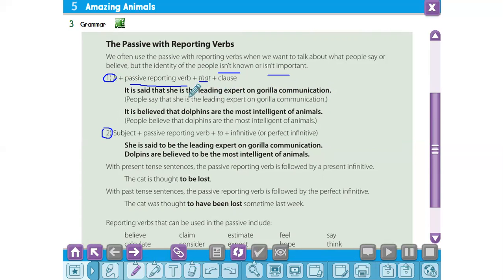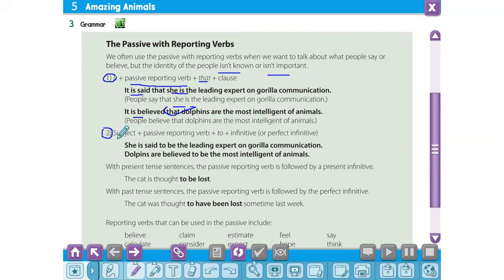It's a passive form. We use the passive reporting verb is said plus that and a clause. What about the active form? We use the subject here, people. People say that she is the leading expert on gorilla communication. Another example, it's believed that dolphins are the most intelligent of animals. It is a passive form. Passive reporting verb is believed, followed by that, plus a clause. The active form, people believe that dolphins are the most intelligent of animals.